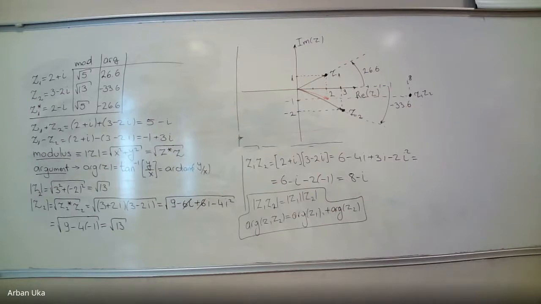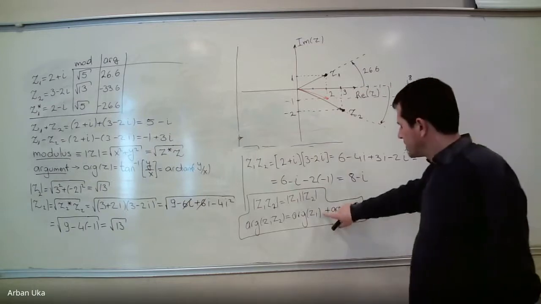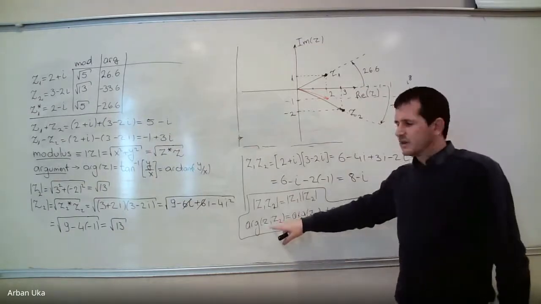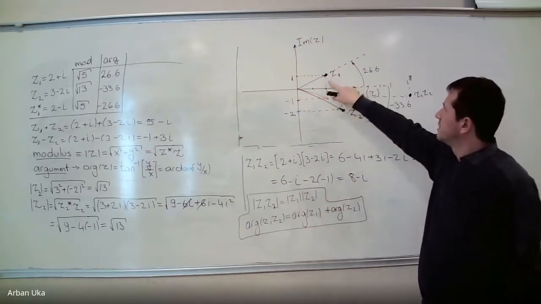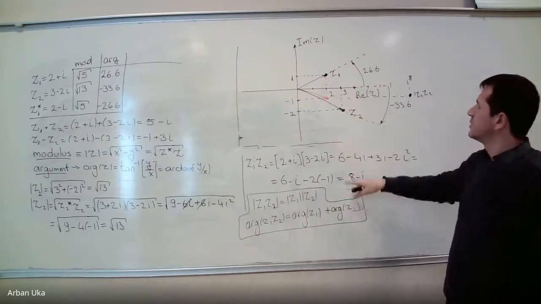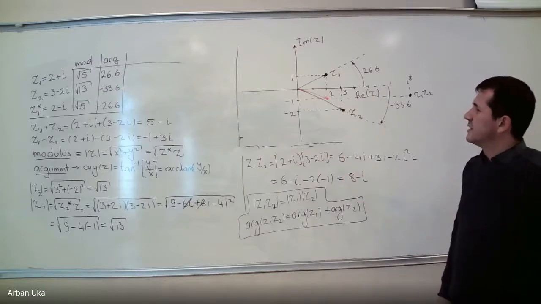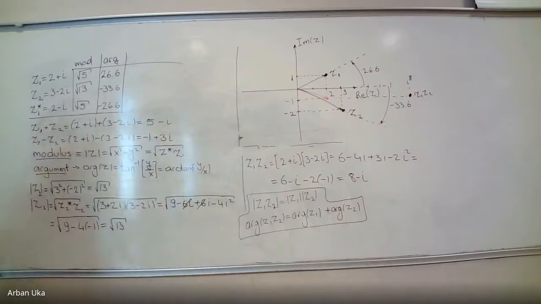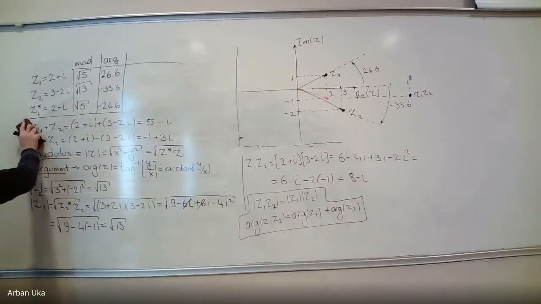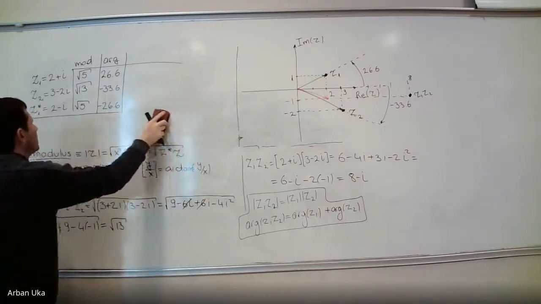Now, we are multiplying these, and actually these arguments, I think it is clear that this is the angle that Z1 creates with the x-axis. This is the angle that Z2 creates with the x-axis. And for a moment, let's look at another value here. So this was just addition of complex numbers. Let's take this away for a moment.